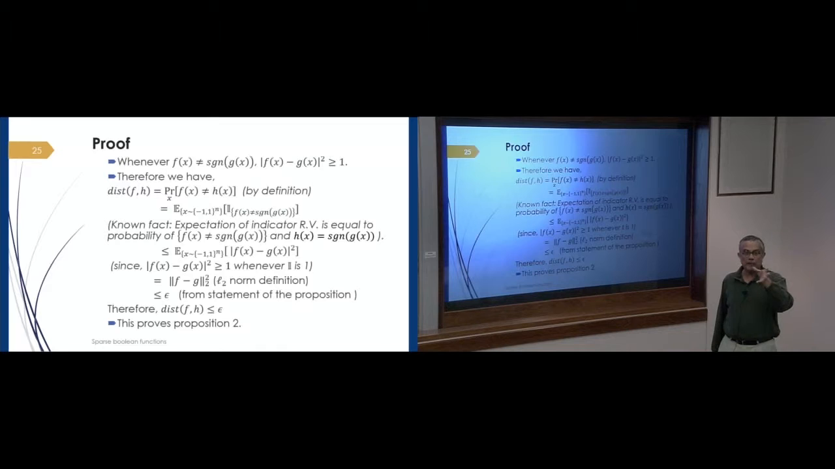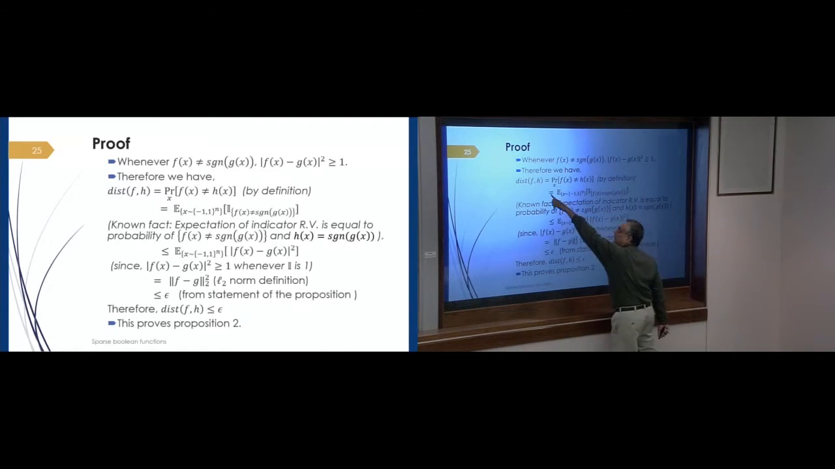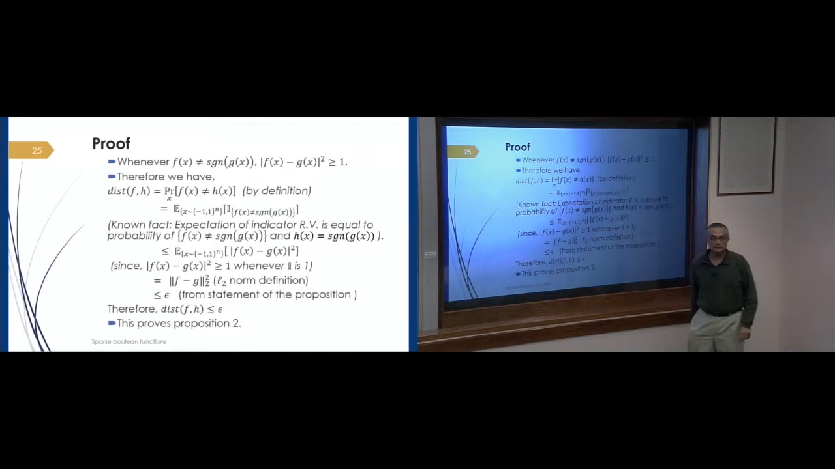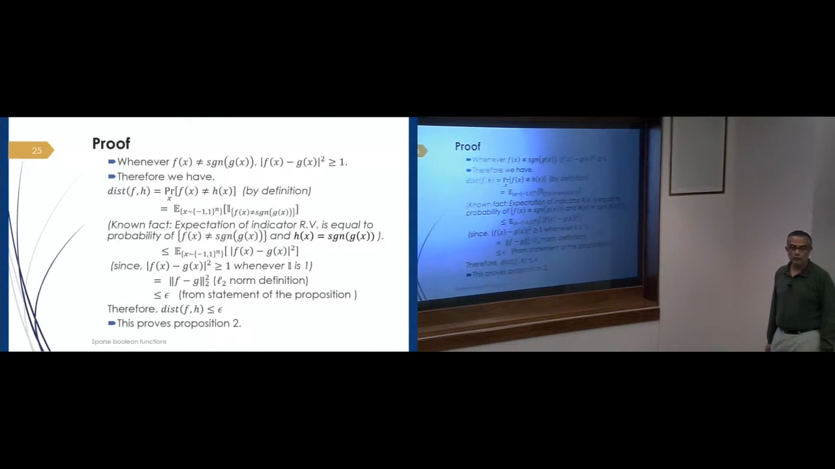So we went from f and h through g and got this bound epsilon to propagate from a bound on the L2 norm of the difference between f and g to apply to the distance between f and h. So that gives us the proposition, and now we will be using this to build up the full proof.